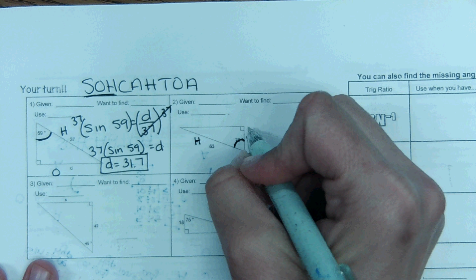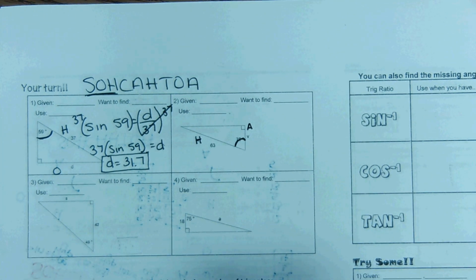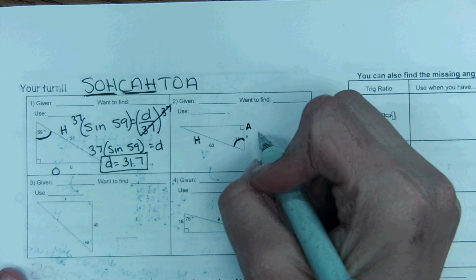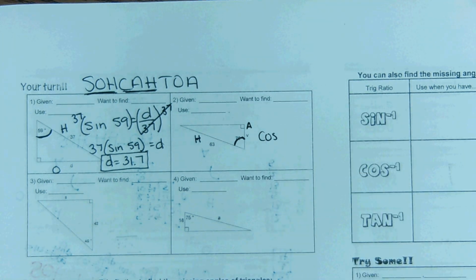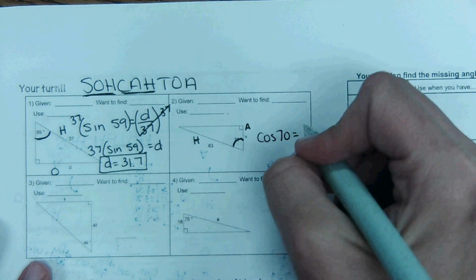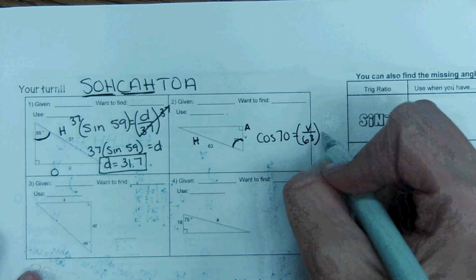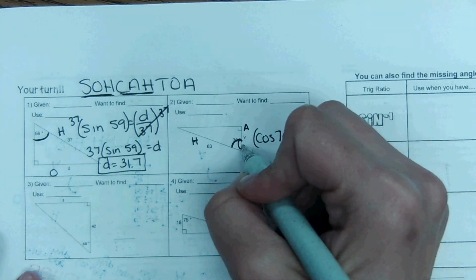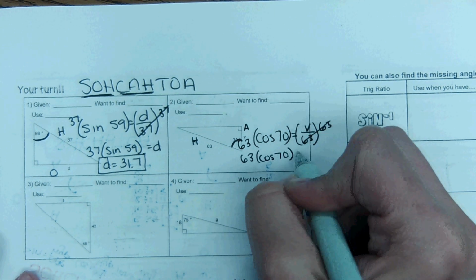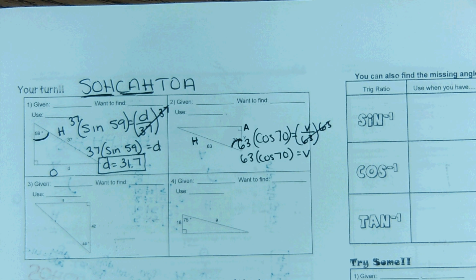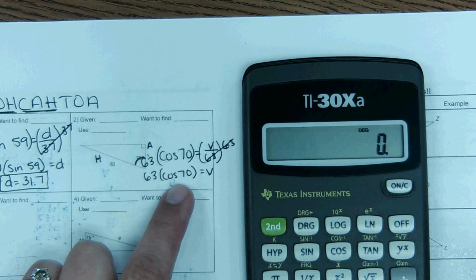We have our designated angle right here. Based on that angle, we have hypotenuse and adjacent, so we want to use cosine. Cosine of 70 equals adjacent over hypotenuse, so v over 63. Then multiply this by 63, because we're trying to get v by itself. 63 cosine 70 equals v.